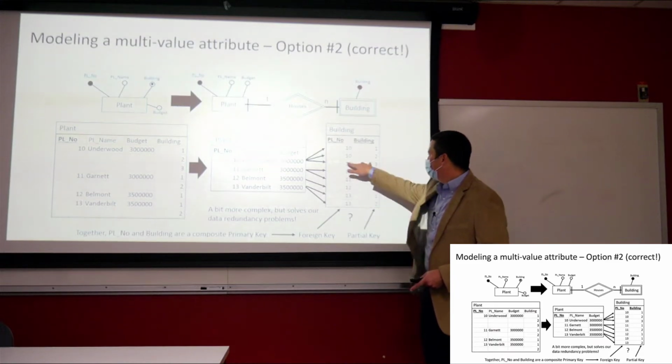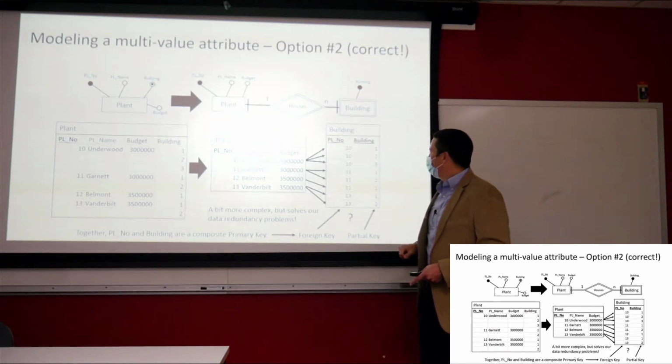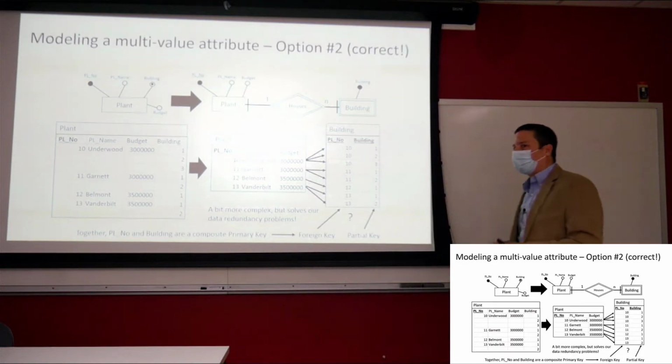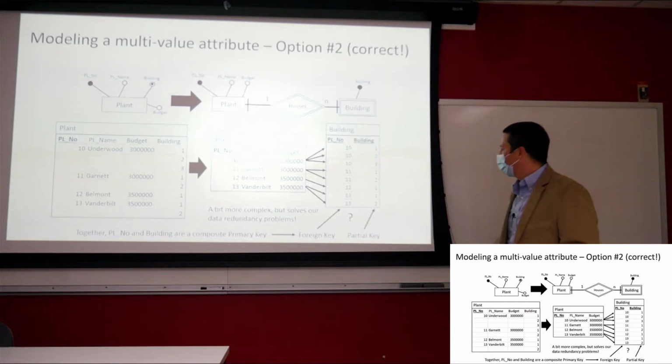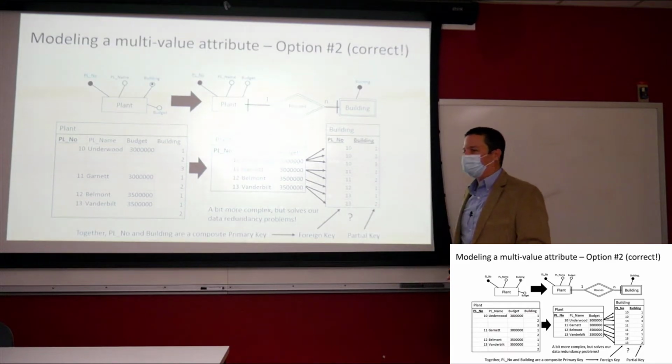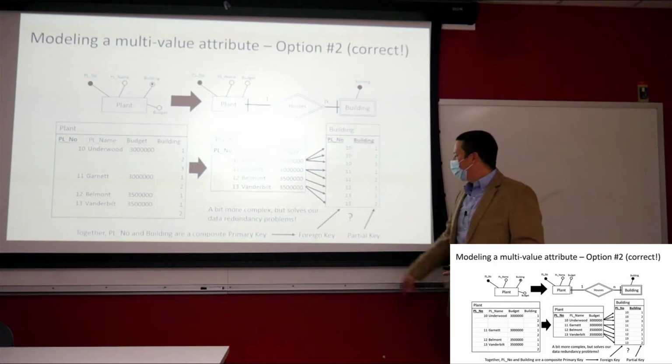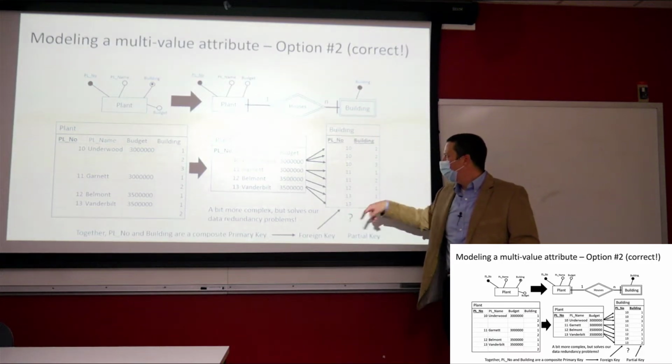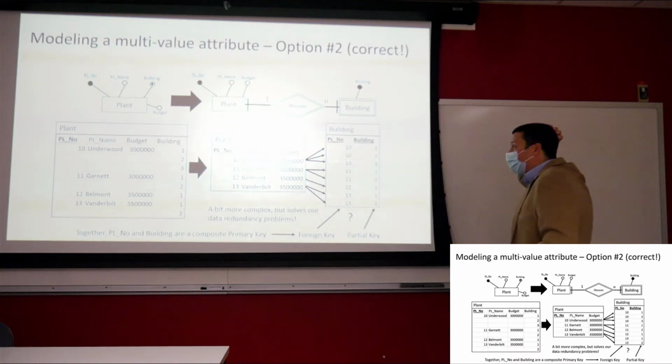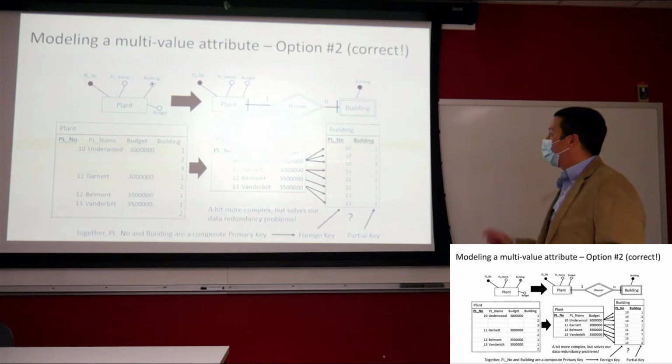Building 3 at plant 10, it's this one, right? Building by itself is not a unique identifier. If I said point to building 2, well, I don't know if you mean this one, or this one. But plant 13 building 2 is this one, right? You have to have both of these things to uniquely identify an instance in this entity.